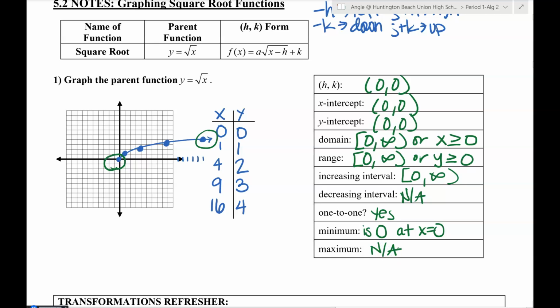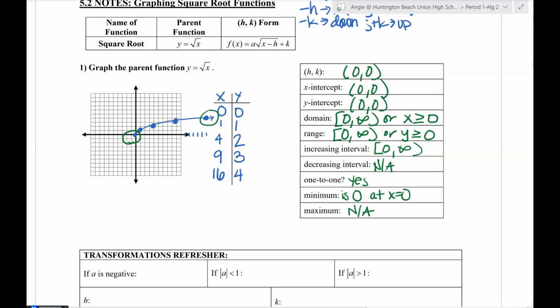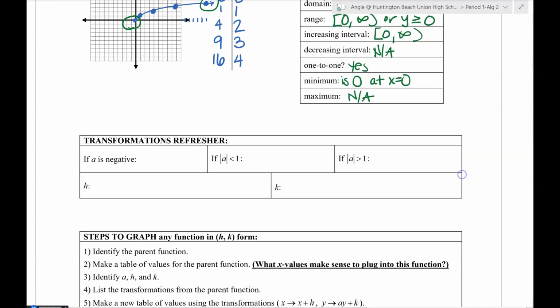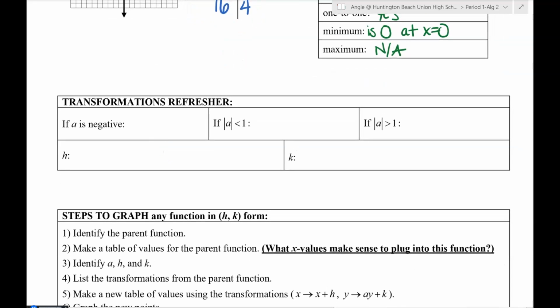All right. Hopefully, all of that is coming back to you guys. So transformations refresher, look at that. And we just wrote something just like that on the top, right? If a is negative, it's a reflection over the x-axis.